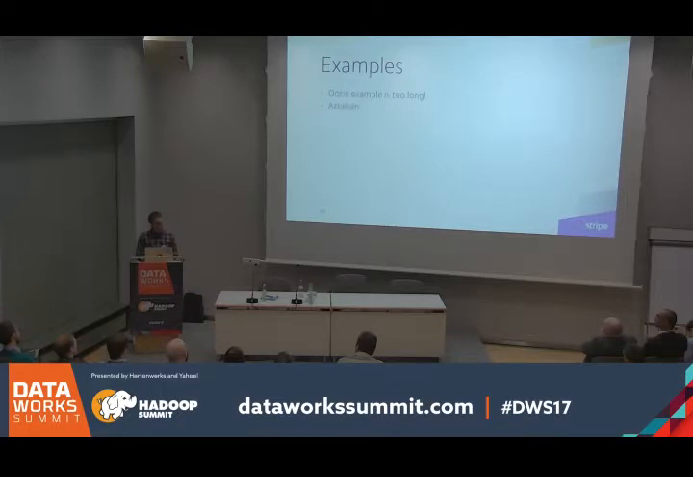Azkaban, on the other hand, is pretty compact. This is a really basic example of just a simple job that would run an echo shell command. It's a properties format, so that's a couple lines. I think the Oozie equivalent of this is probably 20, 30 lines of XML, because you can never have too much XML.